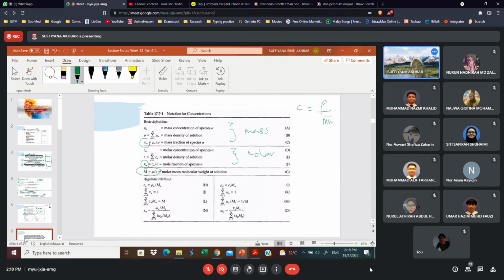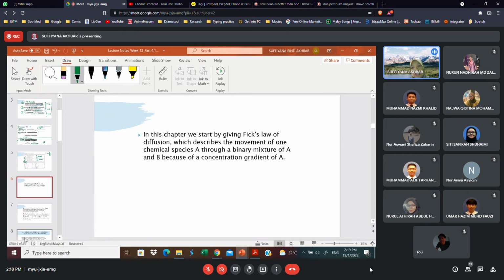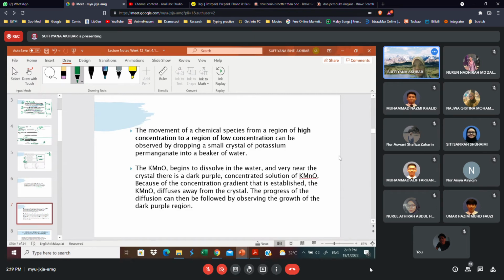Okay. So in this chapter, we start by giving Fick's law of diffusion, which describes the movement of one chemical species A through a binary mixture of A and B because of concentration gradients of A. So in the introduction in chapter 1, we know that the mass will be transferred if there is a concentration gradient, meaning from the high concentration to the low concentration region.